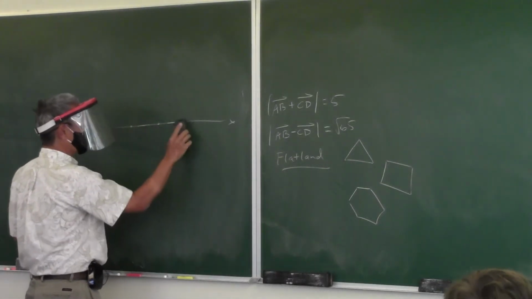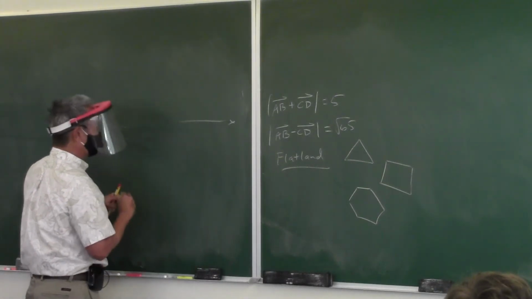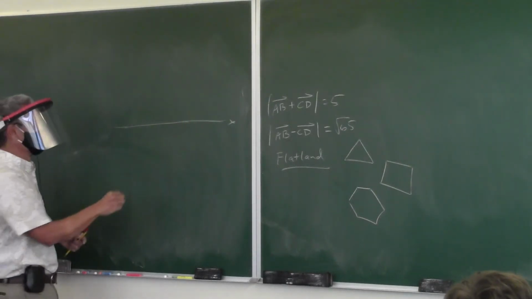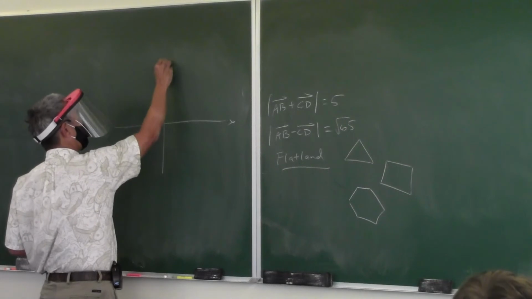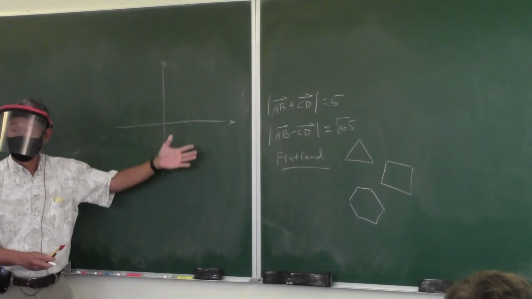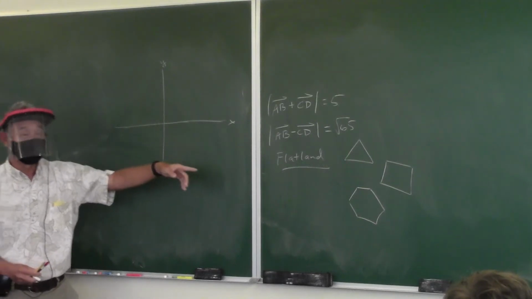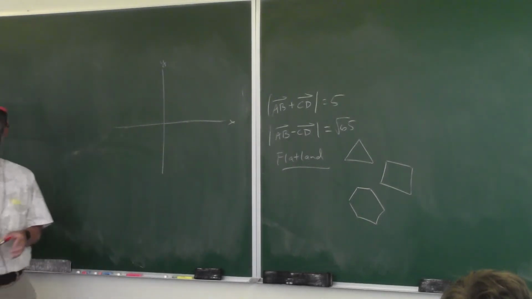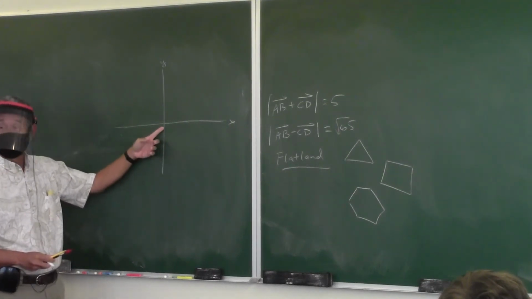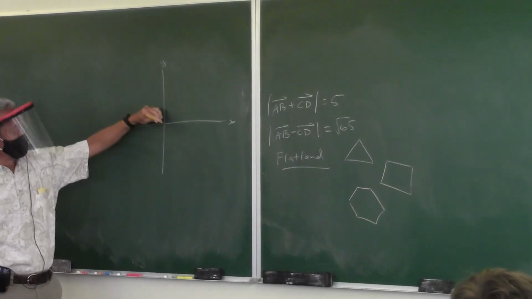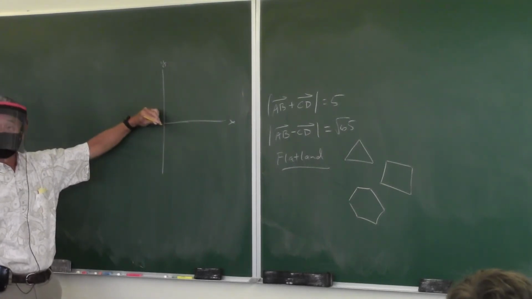Okay, so to get 2 dimensions, you need an axis perpendicular to this one. And now we call that the y-axis. So now this is a plane, the xy plane. Beings that live in a plane. But what about 3 dimensions? Now we need a z-axis. So we need an axis perpendicular to both of these. Where would that be? Like this then, right? We call this the z-axis.